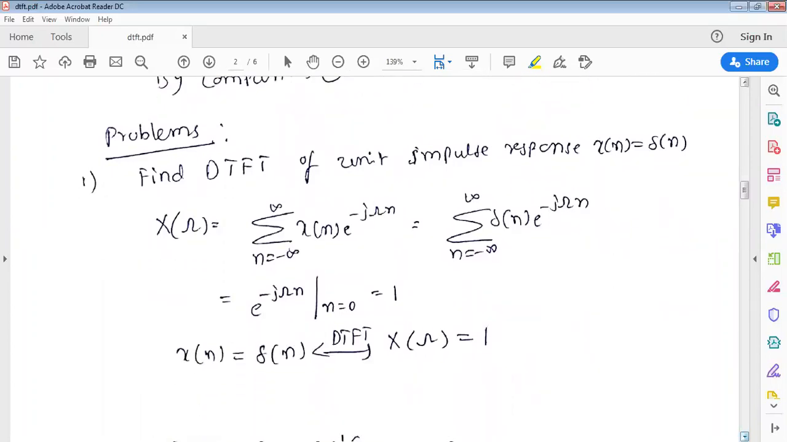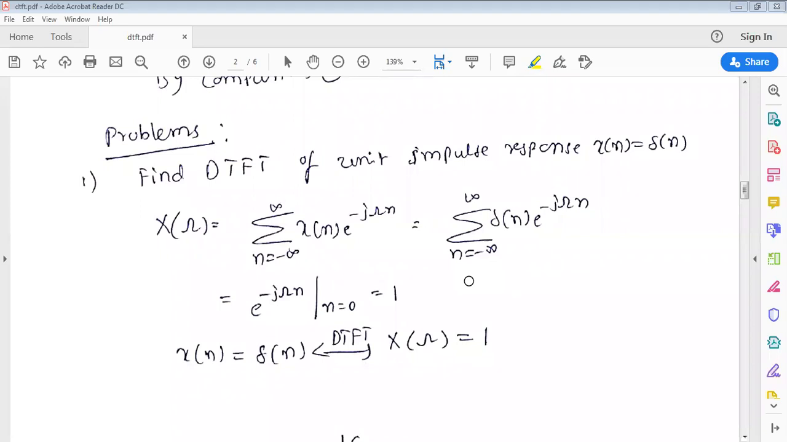Now, let's take some simple problems. Find the DTFT of the following. I'll take first delta of n. So I'll write the same equation. X of omega is equal to summation n varies from minus infinity to plus infinity x of n e power minus j omega n. So x of n equal to delta of n, e power minus j omega n. This is equal to e power minus j omega n when n is equal to 0. What happens? When n becomes 0, this quantity totally becomes 1. Therefore, I have the answer as 1. So if x of n is equal to delta of n, it Fourier transforms into X of omega equal to 1. That is, delta of n Fourier transforms into 1.